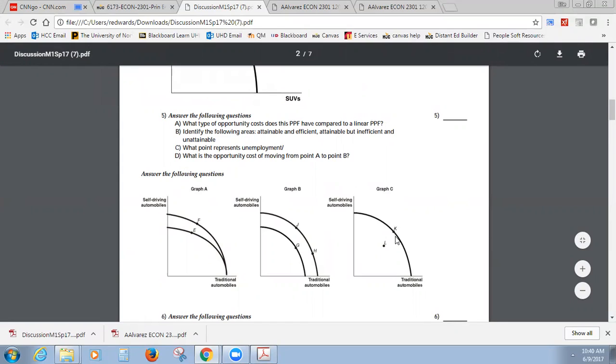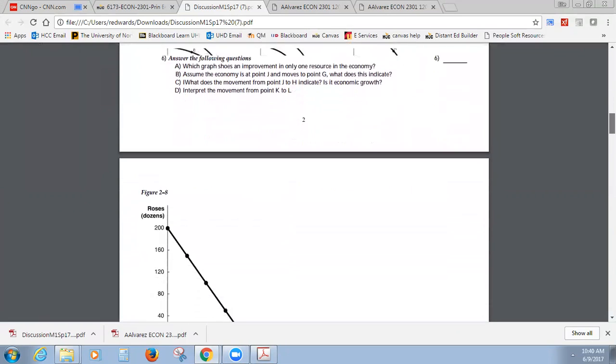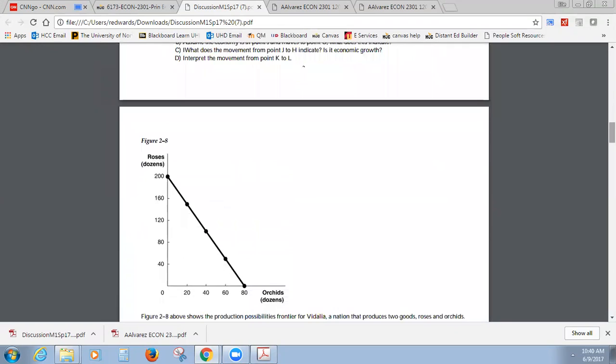In the video regarding why it's bowed out, both economists speak specifically to the fact that resources are very specialized and not easily interchangeable. So here we're assuming that whatever resources it takes to produce roses also takes the same resources to produce orchids. Not exactly a 1-to-1 ratio, because again, you can see that the slope is not 1-to-1. Had it been, it would have been 200 to 200, right?